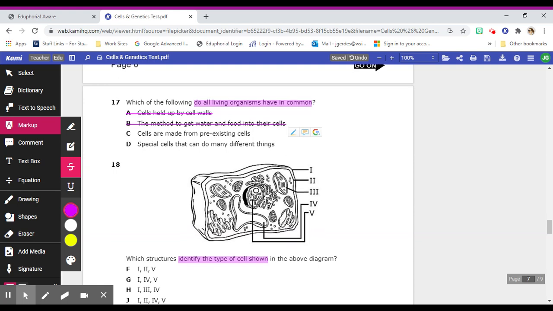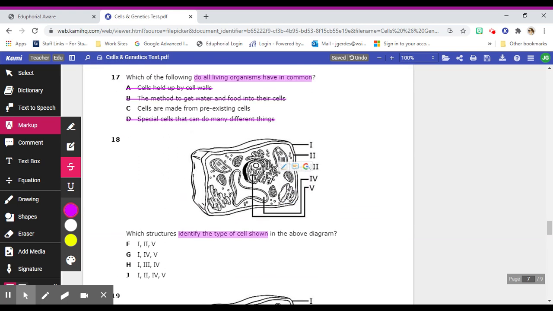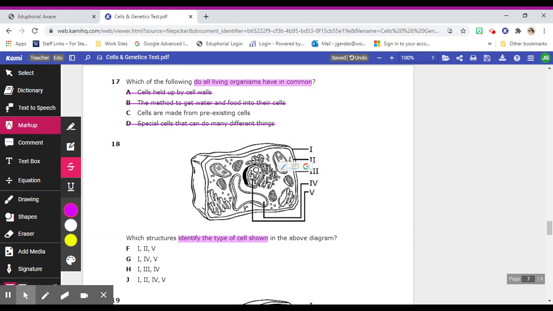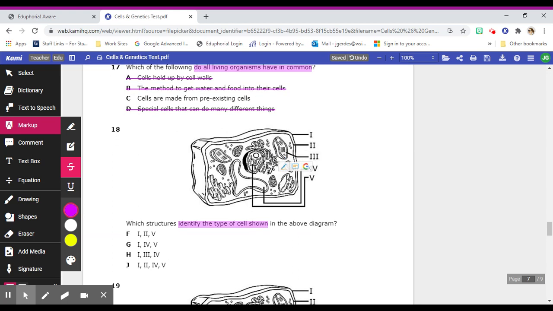C, cells are made from pre-existing cells. That could be true. That has to go with cell theory. Or D, special cells that can do many different things. That is not the answer. So it should be C, because some organisms are unicellular, so they wouldn't have special cells.